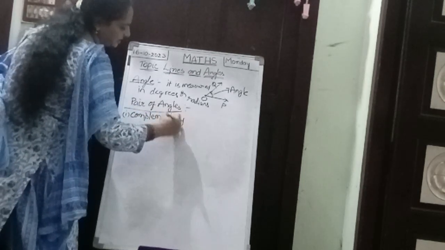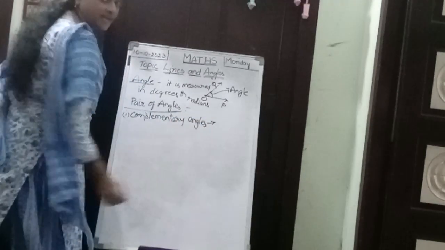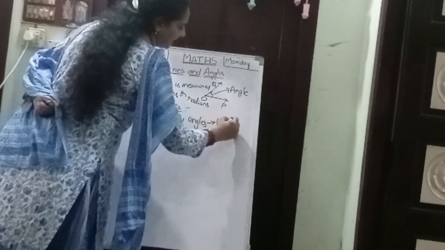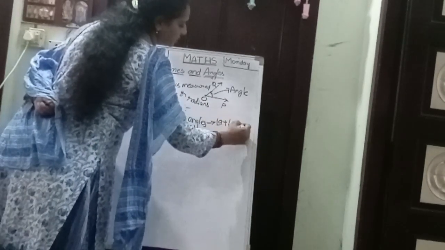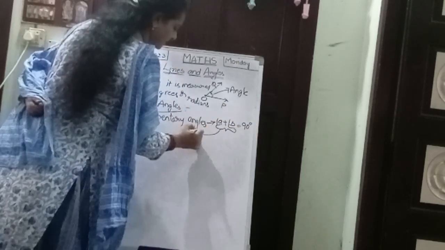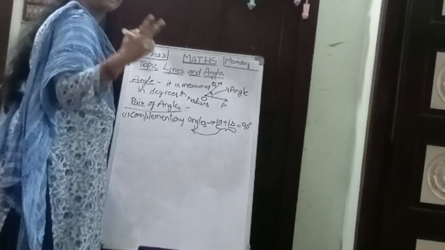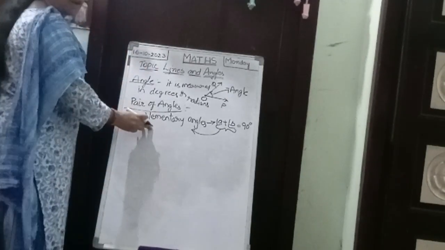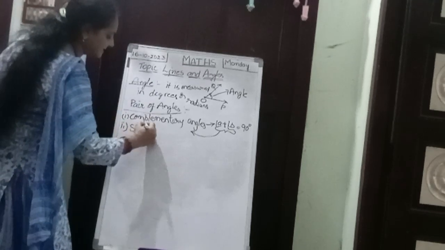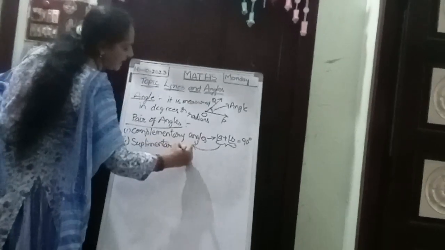Complementary angles: if you take two angles, let us take angle A and angle B, and add these two, you will get 90 degrees. So these two angles are called complementary angles. If you add two angles and the sum is 90, those two are called complementary angles. Second one is supplementary angles.